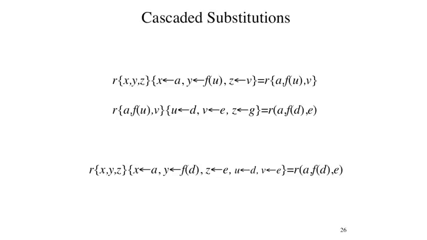Given two or more substitutions, it's possible to define a single substitution that has the same effect as applying those substitutions in sequence. For example, the substitutions x gets a, y gets f of u, z gets v, and u gets d, v gets e, and z gets g can be combined to form the single substitution x gets a, y gets f of d, z gets e, u gets d, and v gets e. And the single substitution has the same effect as the first two substitutions when applied to any expression whatsoever.